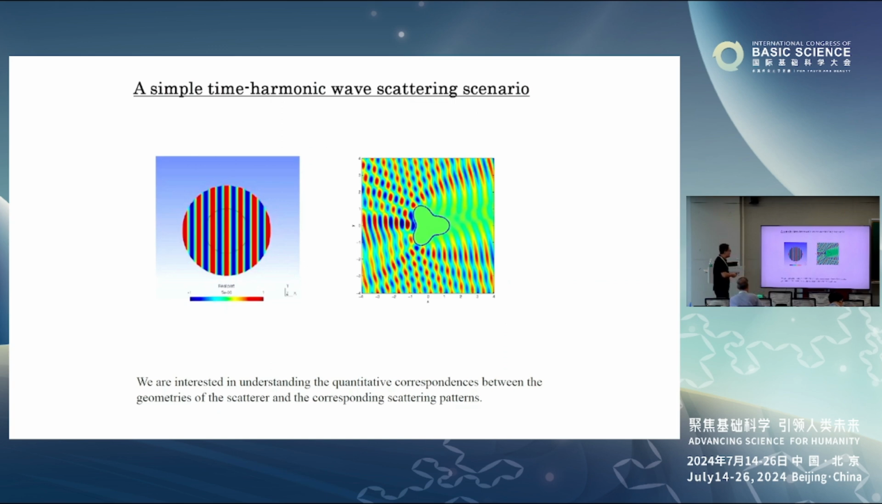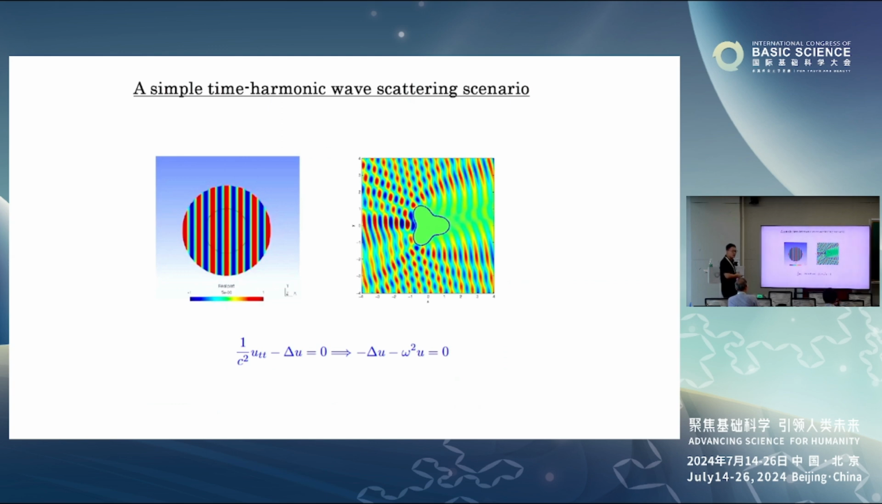Throughout my talk, to make it simple, I mainly consider things mathematically. I do not want to make it so complicated. So I mainly consider the scalar wave equation, this hyperbolic PDE, and if you do the temporal Fourier transform, you get the so-called Helmholtz equation: negative Laplacian u minus omega squared u equals 0, where omega is the frequency. So I just focus on this simple PDE.